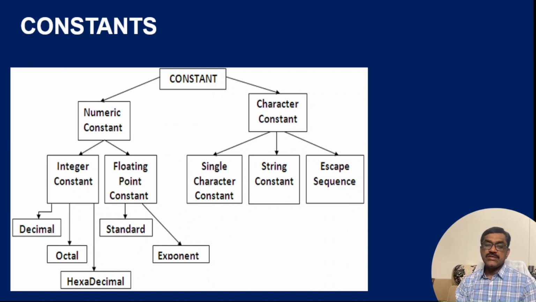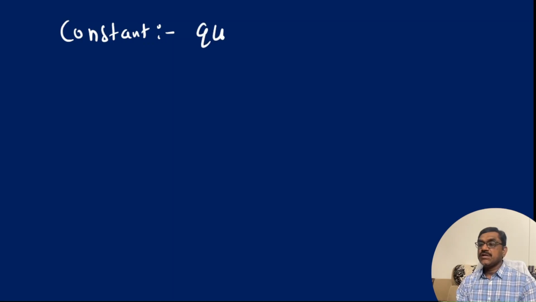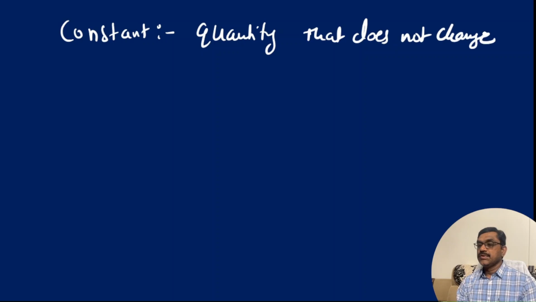Now let us see in detail how to declare a constant. In previous sessions we discussed what a constant is. A constant is a quantity that does not change during the execution of the program. Now how to declare a constant variable? What is the syntax for this?